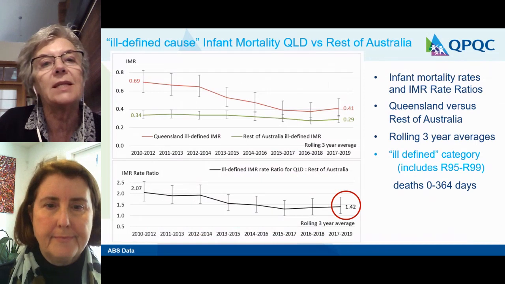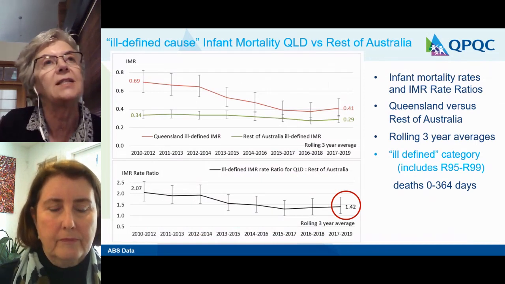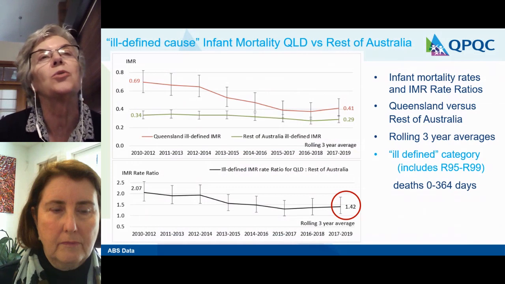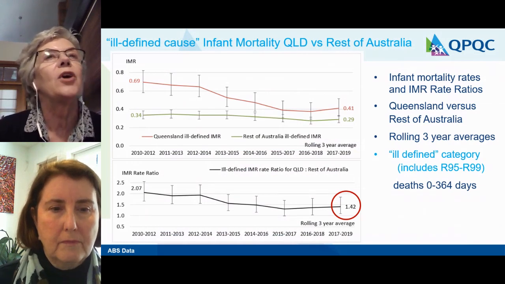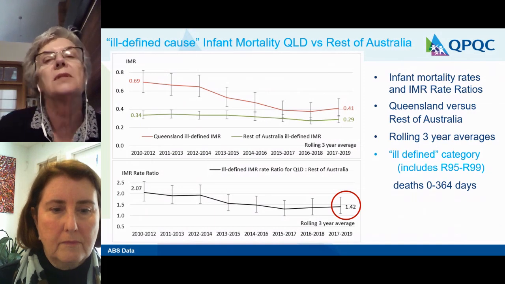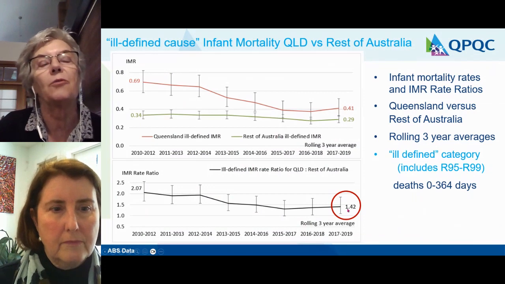Still, using the ABS data, the ill-defined category R95 to R99 on the ICD-10 codes, we've had a higher sudden unexpected death in infancy from ill-defined cause in Queensland for many years. And even though that has narrowed a little, it is still a significantly different result with a rate ratio of 0.42.